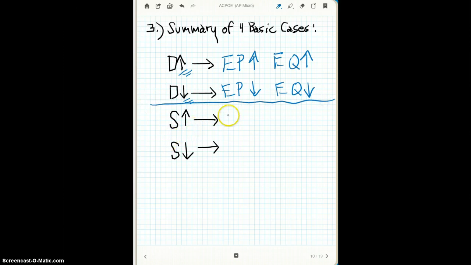In the case of supply, though, it's a little more complicated. When the cost of production went down, that means producers could afford to bring more to market. Okay, so equilibrium price decreased and equilibrium quantity increased.